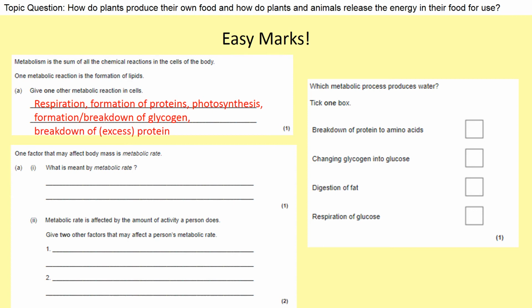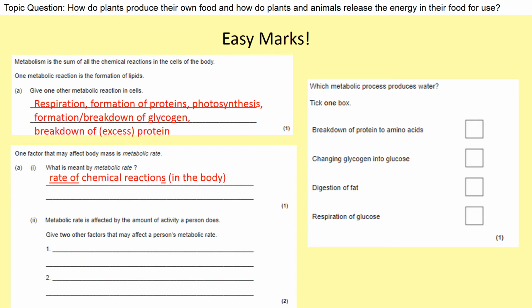What is meant by metabolic rate? Metabolic rate is the rate of chemical reactions in the body. Notice that the S is underlined on that answer. So what we're saying is that it's not just one chemical reaction, it is all of the chemical reactions taking place in the body.